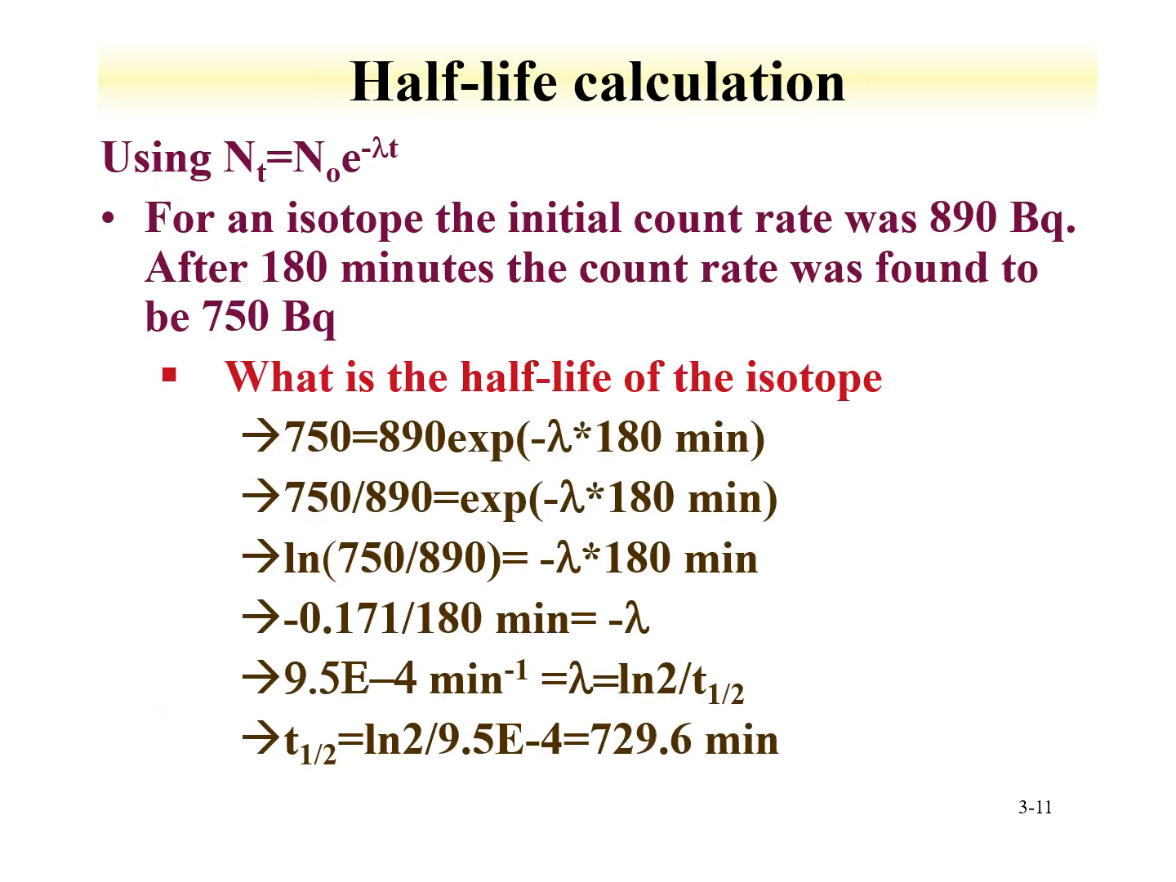Let's make some examples with these equations. So a half-life calculation, let's use the number of atoms at a given time is equal to the number initial e to the minus lambda t. All right, we'll utilize this in terms of activity. We have an initial count rate of 890 becquerel. After 180 minutes, the count rate was found to be 750 becquerel. What's the half-life of the isotope?